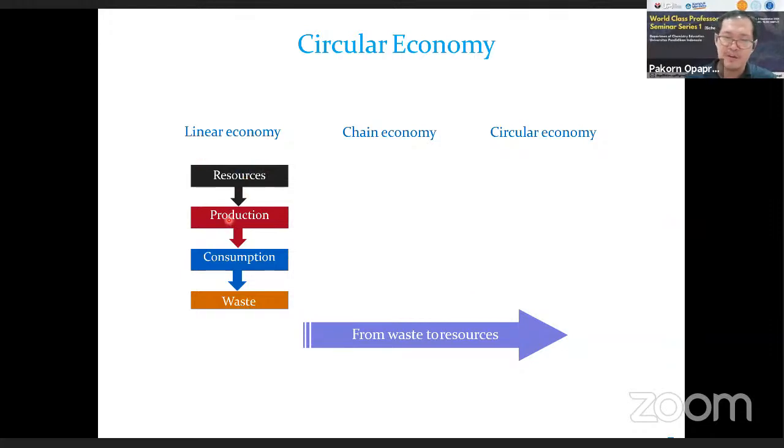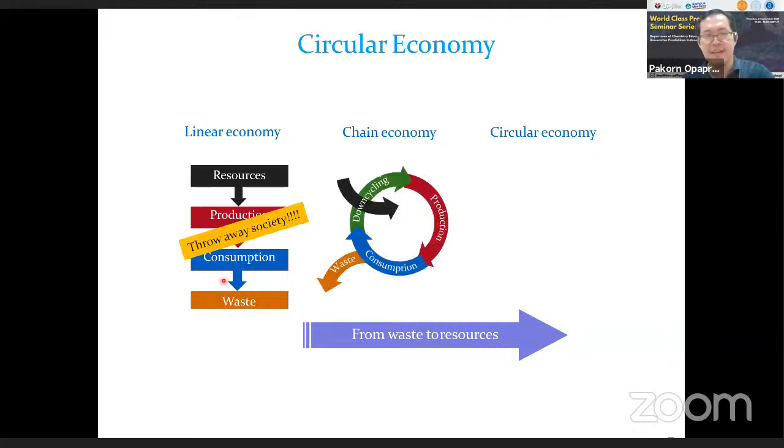our products. Production. We consume, and after that, we just throw away. So it becomes waste. From good resources, we go to very low quality waste, which can also be hazardous or toxic. So this is not good. We can call it a throwaway society.